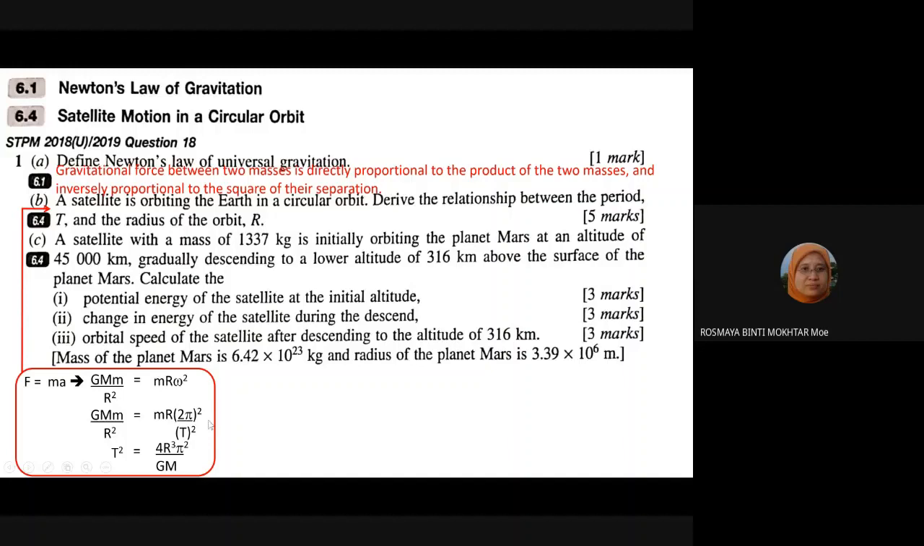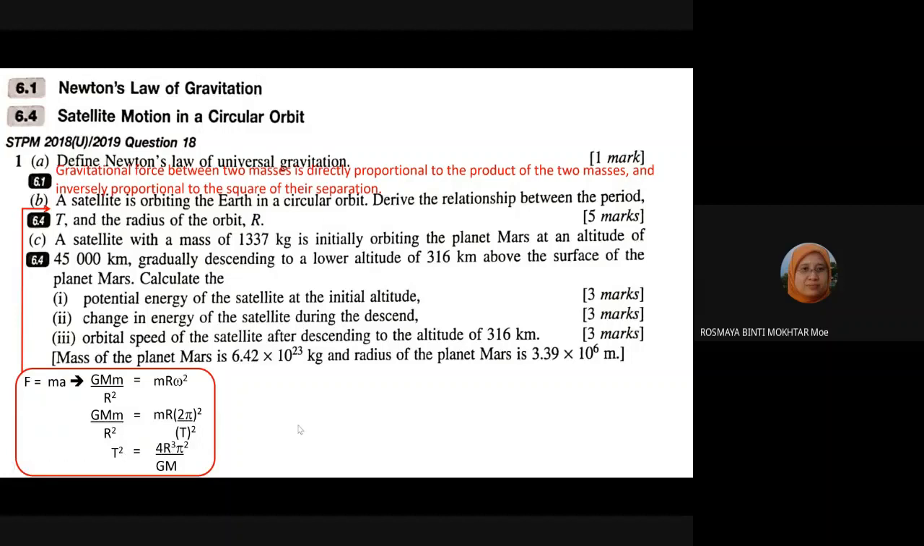Okay, done the question. I think the final answer should be a square root, because you want to leave T. You continue: T equals the square root of 4 pi squared R cubed per GM. You continue to simplify this equation because of the squared here. Any more questions? No more. So we have derived the relationship between period T and R.